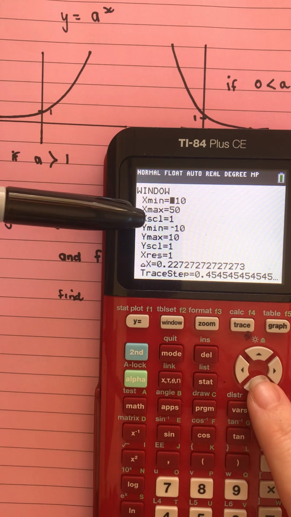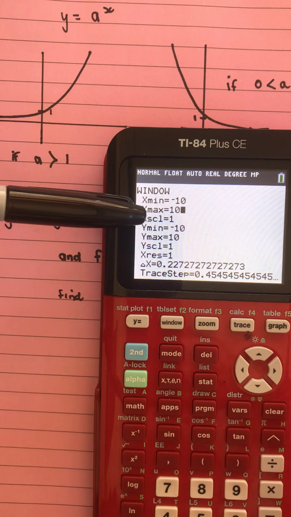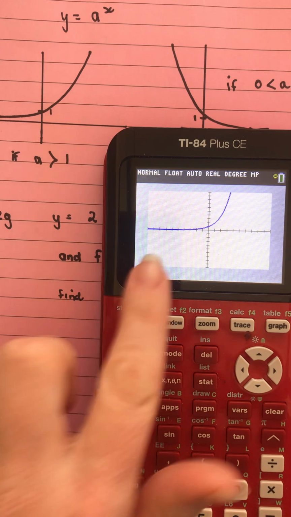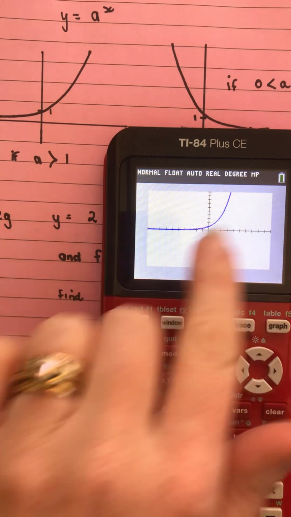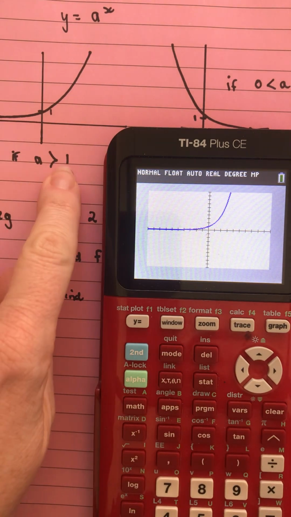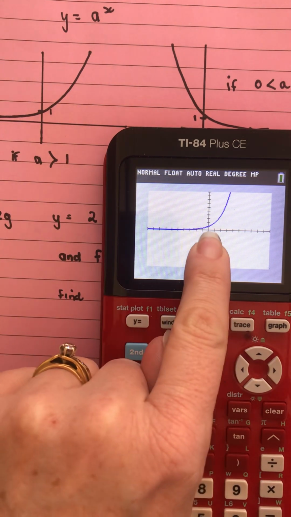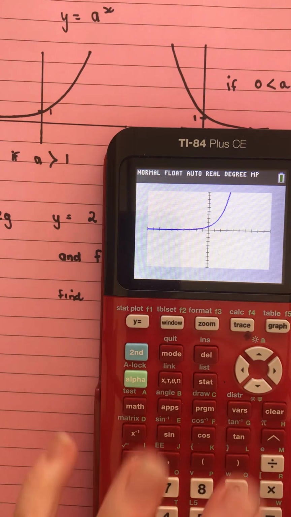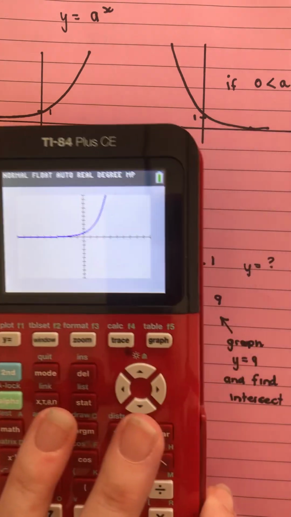So you can see that I went up to a maximum of 50 there for my x. I'm just going to change that to 10, just so I can see a different perspective on my graph. So as you can see, here's my line there. It's increasing as I would have expected because my a is greater than 1. I can see that it cuts through at 1 and it's getting closer and closer to the x-axis there.